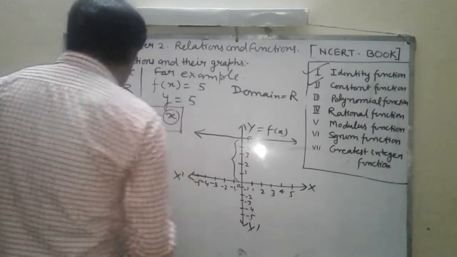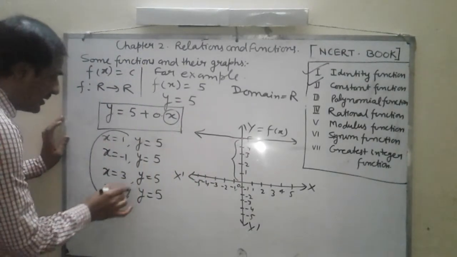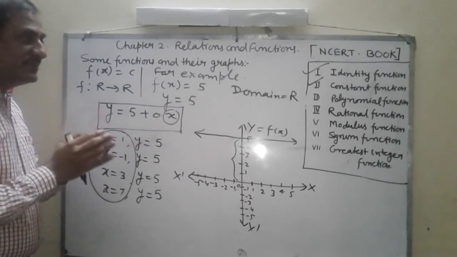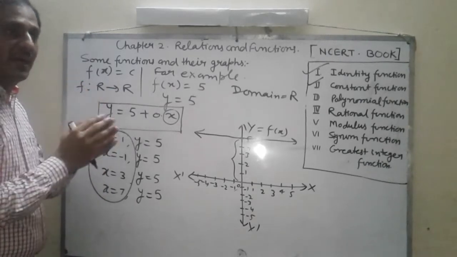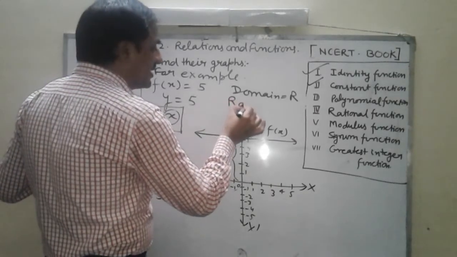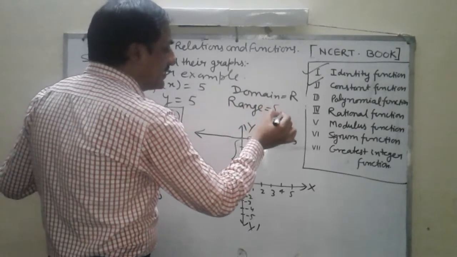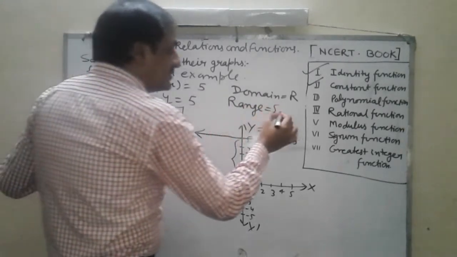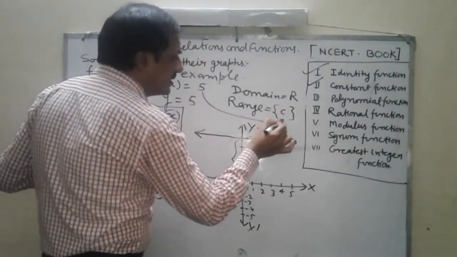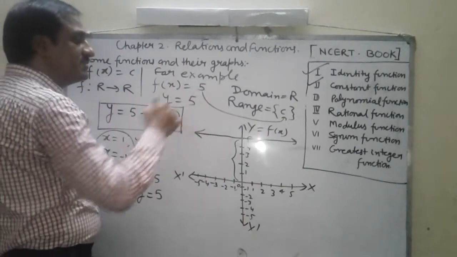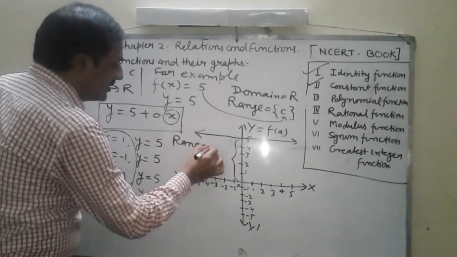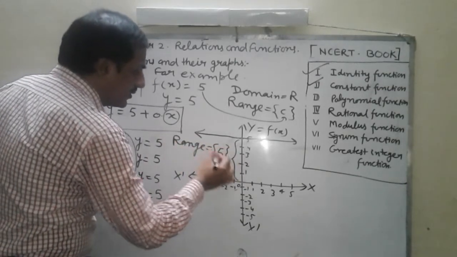So here the domain of a constant function will always be the real numbers. And what should be the range? What should be the range? The range of a constant function is, see, here the value of c is what? Here the value of c is 5. In this example, the value of c is 5. So the range of this function is equal to the set {5}.